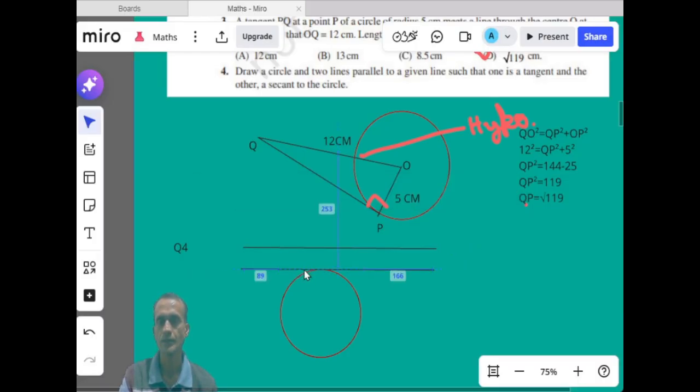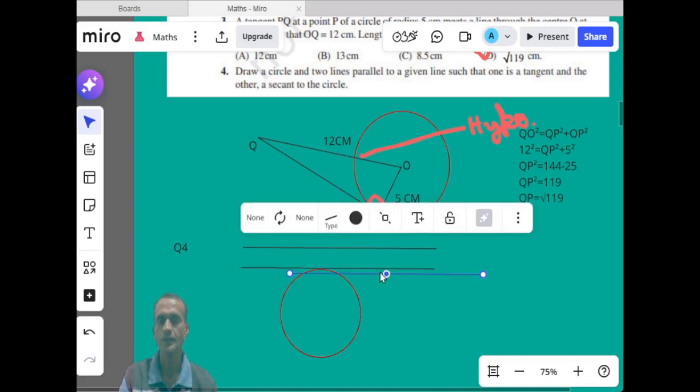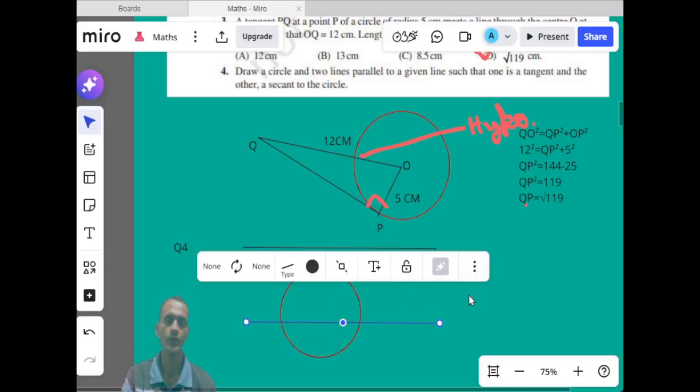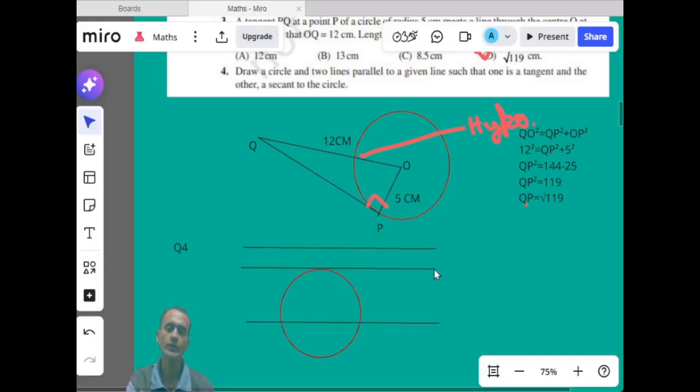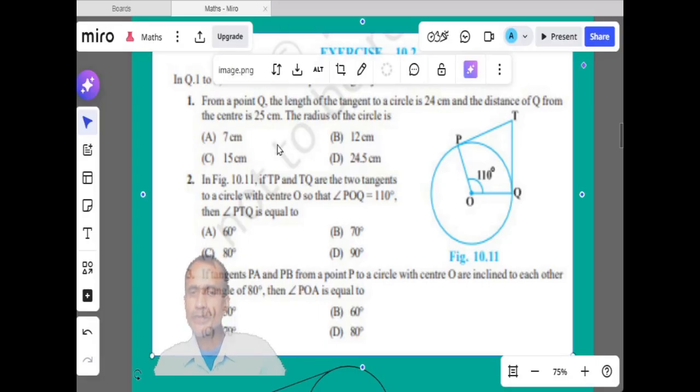So this line we have drawn tangent to the circle, and the other line should be secant to the circle. So you can draw anywhere such that it intersects the circle at 2 points. So we have drawn two lines, one is tangent and another one is secant to the circle. So this completes our exercise 1. So we start exercise 10.2.